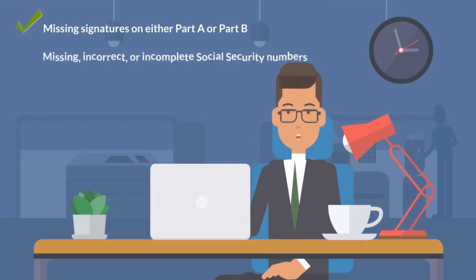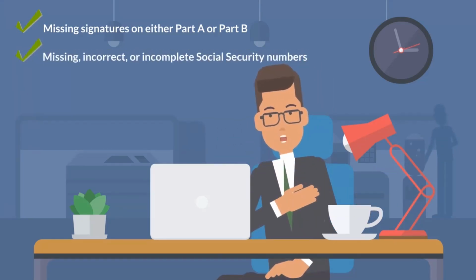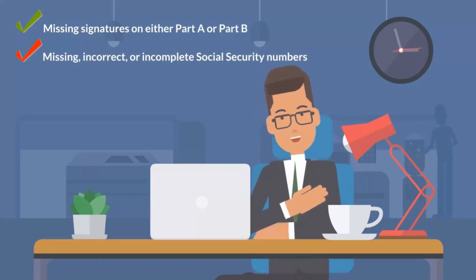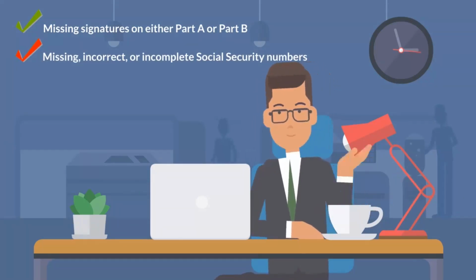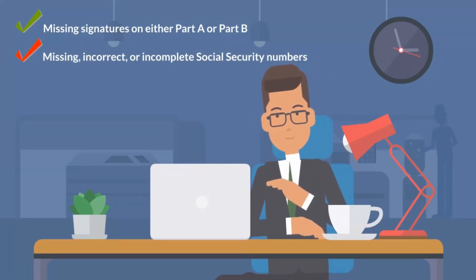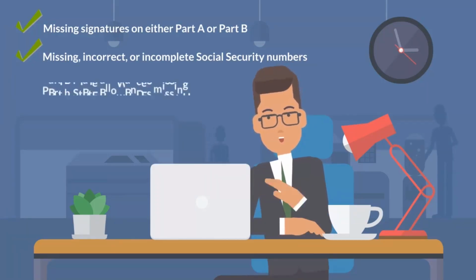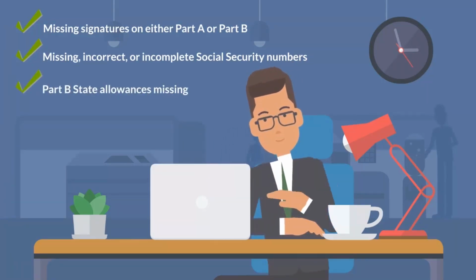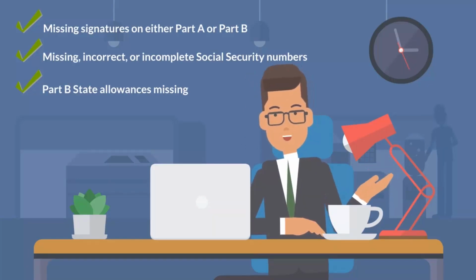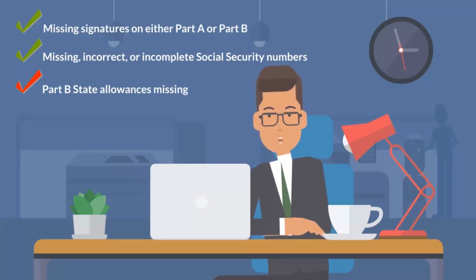Next, missing, incorrect, or incomplete Social Security numbers will cause significant delays in the processing of your withholding information. Please be sure to include your full and accurate Social Security number. Remember to include the number of allowances in Part B for your state withholdings. Missing withholdings can also cause significant delays in the processing of your withholding information.